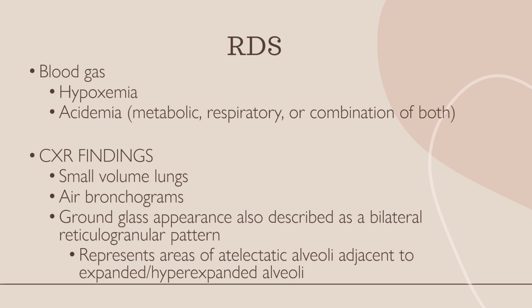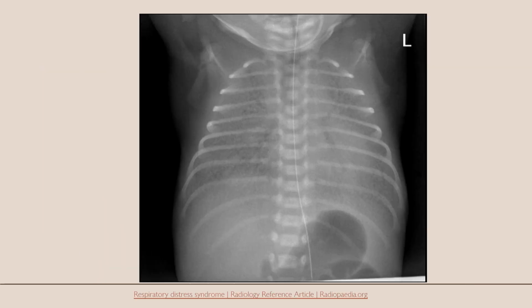And then we can get a chest X-ray. That can give us some valuable information. And these babies can have small volume of lungs, are underinflated. We can see some air bronchograms and a ground glass appearance. And we're going to take a look at that now.